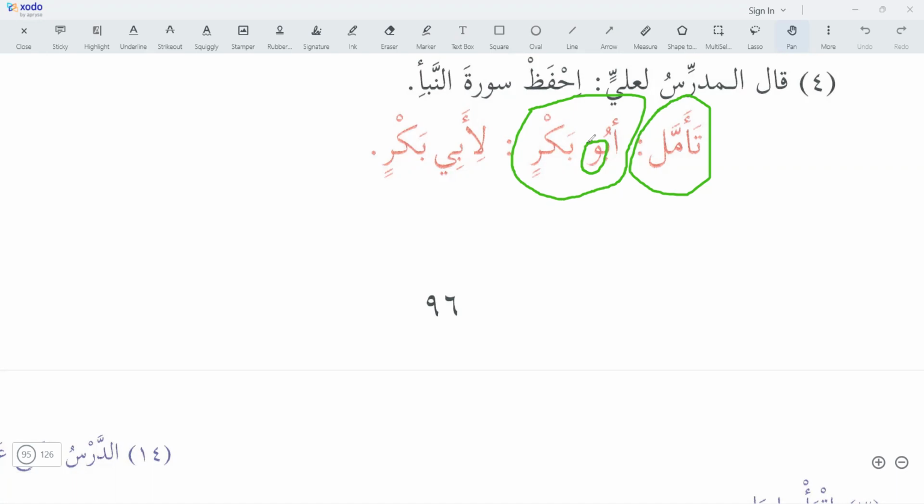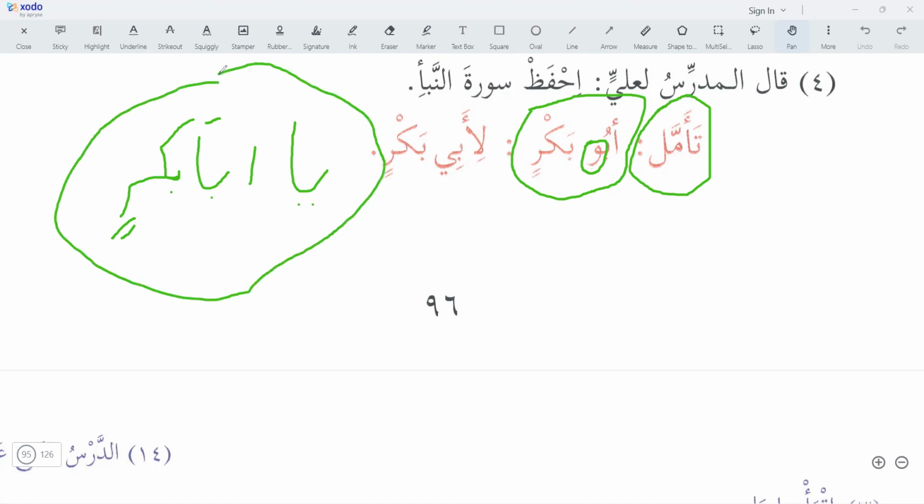And when they are majroor or mansoob, they take alif. Aba Bakrin. It will be Aba Bakrin. When we use harf nida with the mudaf, then it becomes mansub. Ya Aba Bakrin. So this Abu now changes into Aba Bakrin, and this is the mansub form. Accusative form.